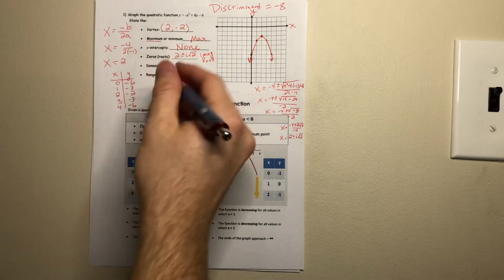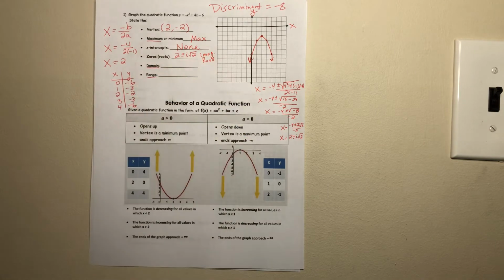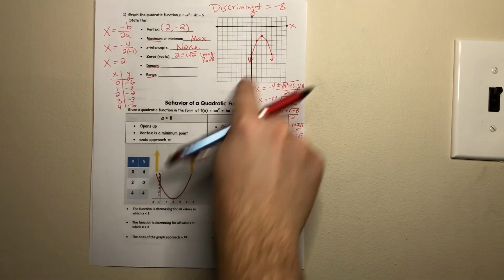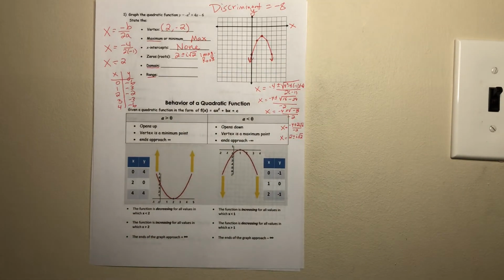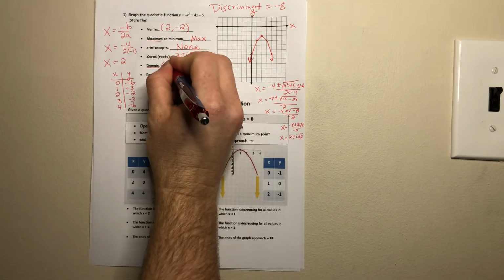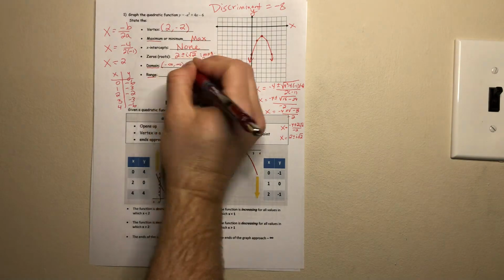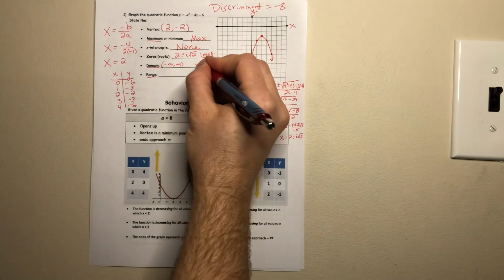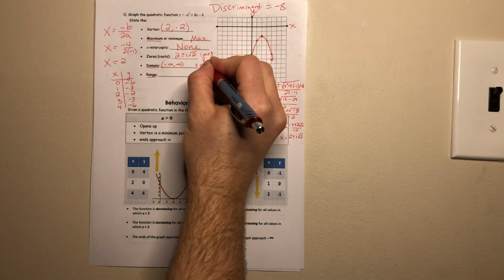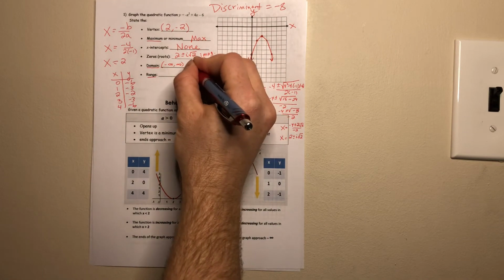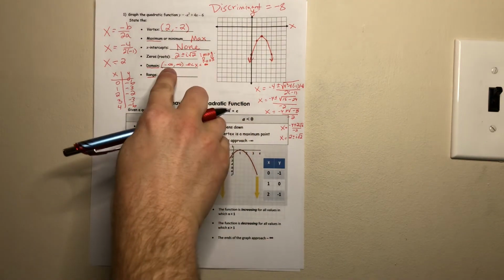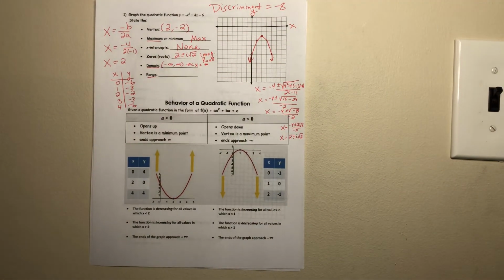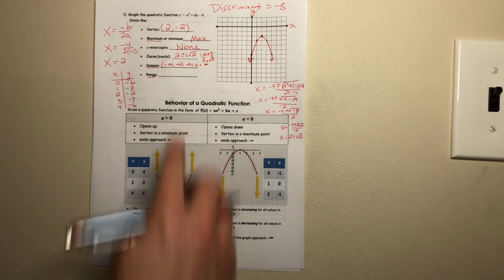Now, here come the two words of the day, domain and range. All right. This thing goes forever left and forever right. So we're going to say our domain is from -infinity to +infinity. We could also say that like this: x is in between infinity and -infinity. Whether you want to use an inequality or interval notation, either one is fine, unless you're told specifically which one to use.